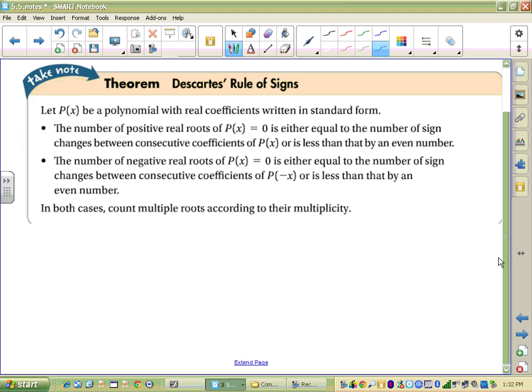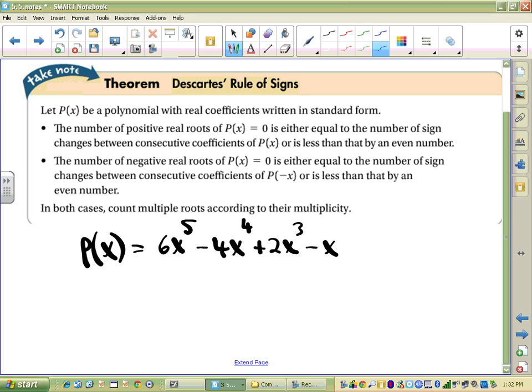So let's look at a function p of x. P of x is 6x to the 5th minus 4x to the 4th plus 2x cubed minus x squared minus x minus 1. What we're interested in here is sign changes. So this first term is positive, then it's negative, then it's positive, then it's negative, and negative, and negative. So we want to count how many sign changes are happening here.